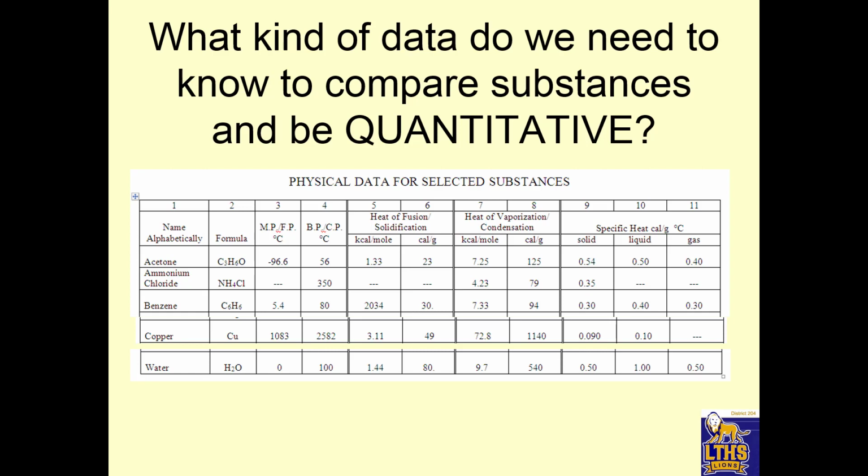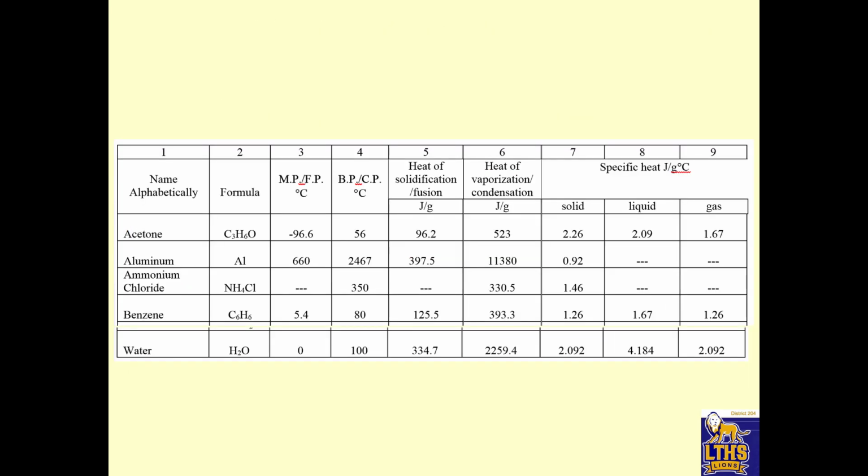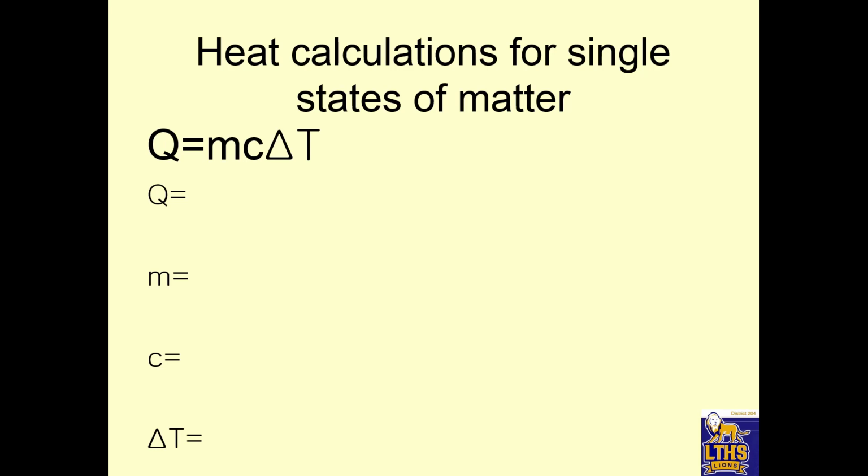What kind of data do we need to start being quantitative about this heat transfer? Look at this, from that pink data table that you already have. And look, there's more. We need to know how to calculate heat during a temperature change. So when do we use this equation? When there's a single state of matter, so on a slant. Single state of matter, slant line.